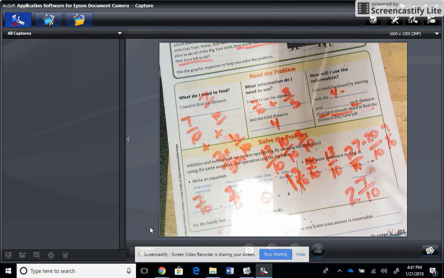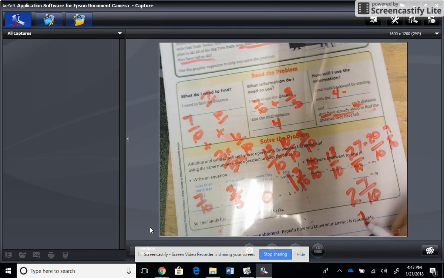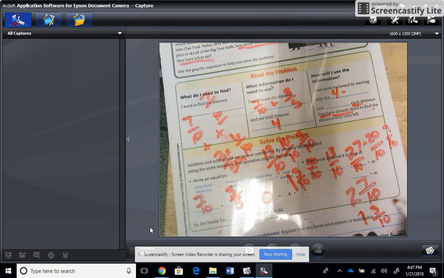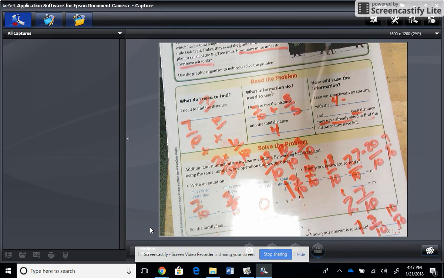And with your prime number, you have to have what? It has to go into the 10. It does not. Is this a reasonable answer? Yep. If they went 1 and 3/10 earlier, and I have 2 and 7/10, if I would add those together just to double check it, that would be 10/10. That would be a whole. That'd be 4 whole miles.